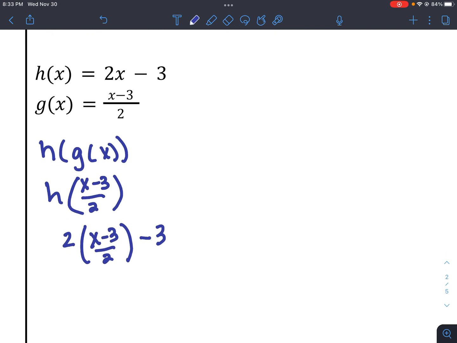There should be some stuff that cancels. So for example, this multiplying by 2 and this dividing by 2, they will cancel each other out. Cancel one thing at a time. So I have x minus 3 inside parentheses, and another subtract 3. If I simplify these now, I get x minus 6.